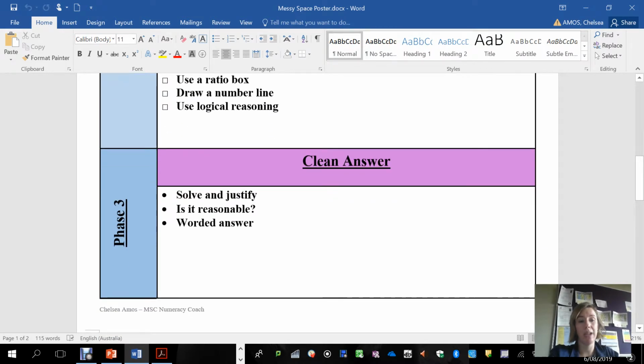We then move into phase 3, and this is when our students come to some sort of clean answer, and they might not get there, and that's totally okay. This is where students solve and justify, they check if their solution is reasonable, and they provide some sort of worded answer or more information on what they have found.